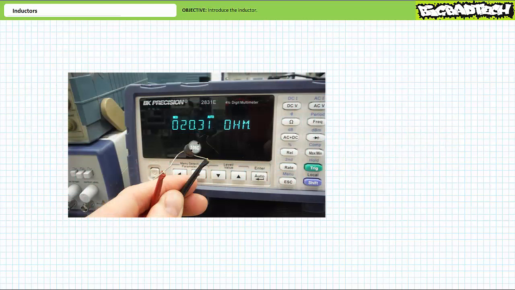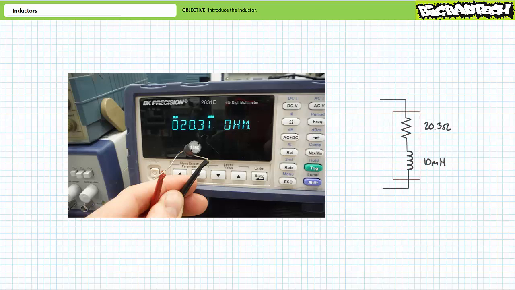The longer the wire and the smaller the diameter, the more resistance. Inductors, being composed of many loops of wire, therefore have an internal resistance that often needs to be accounted for. This is to suggest that one can never build a purely inductive element because inductors always include an innate internal resistance. Consider the internal resistance of our previously measured 10 millihenry inductor. This particular 10 millihenry inductor has an internal resistance of 20.3 ohms.